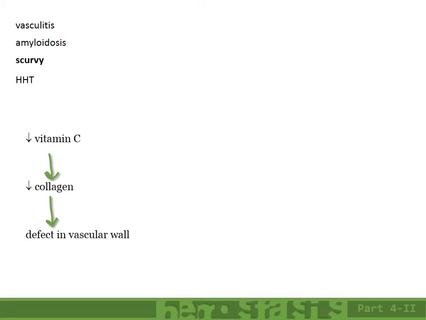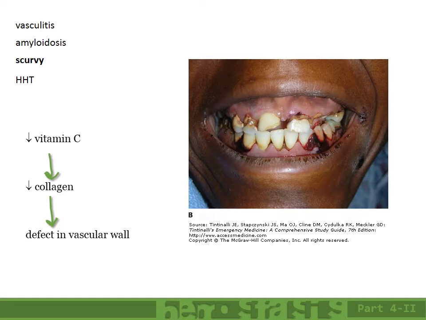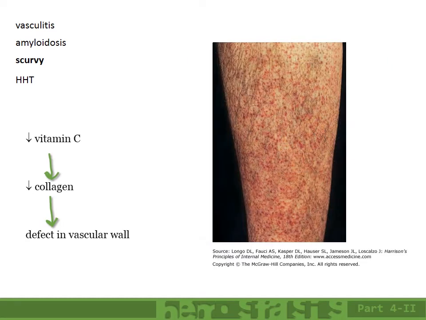And that leads to increased permeability of the blood vessel wall, which leads to the characteristic findings that you might see with scurvy, as typical with other disorders of primary hemostasis, gingival hemorrhage and petechiae. One particular finding that's fairly unique to scurvy is what are referred to as perifollicular petechiae. So these are the small petechial lesions that you see just adjacent to the hair follicles.